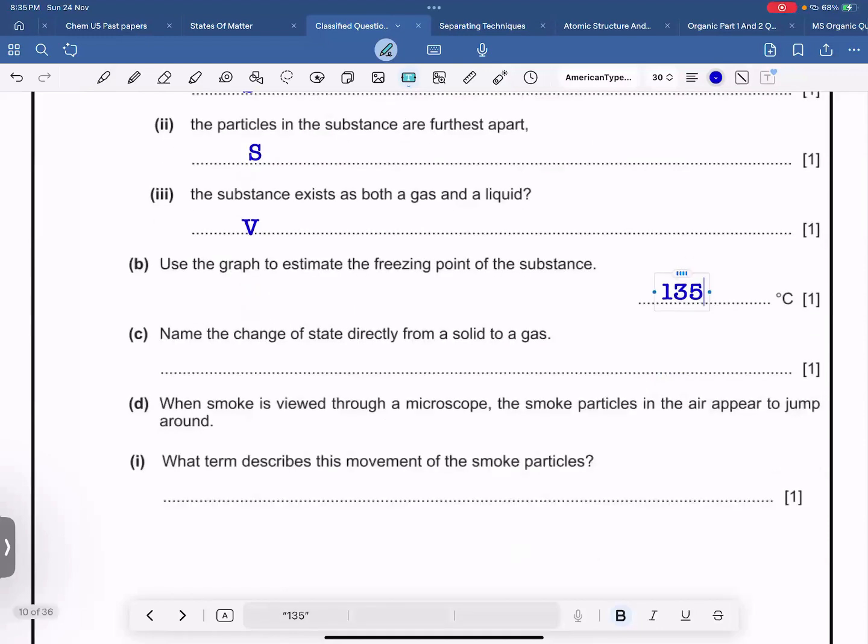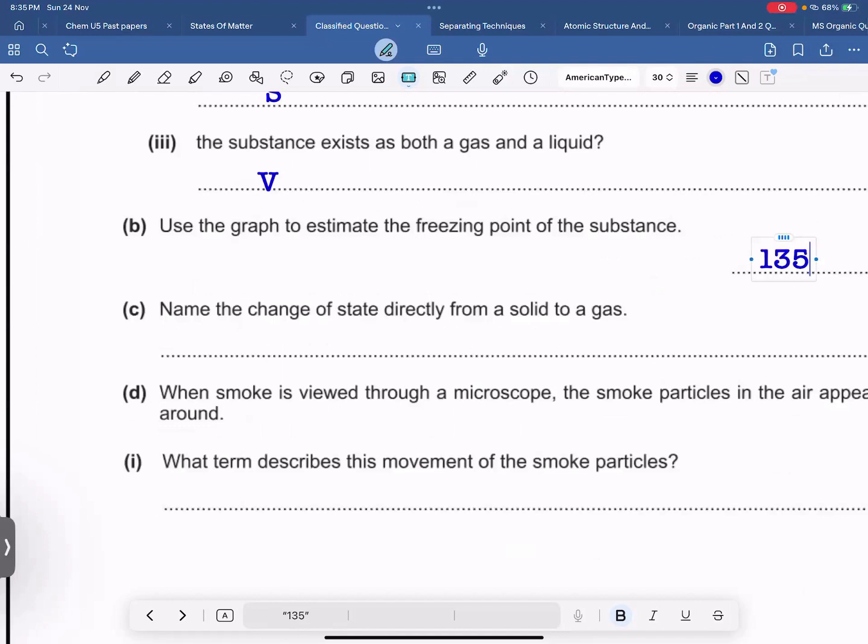Name the change of state directly from solid to gas. From solid to gas, it's going to be sublimation. Sublimation from solid into gas.